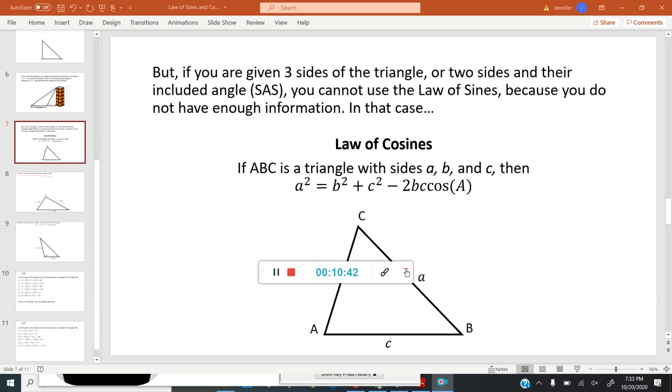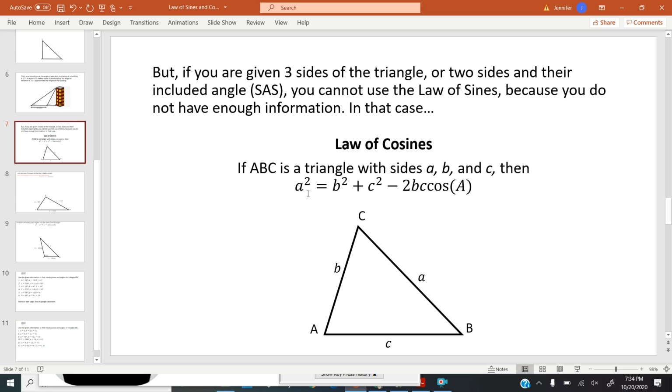But then sometimes you aren't given enough information to be able to use the law of sines. In these cases, it's going to be when you're given 3 sides of the triangle, or you're given 2 sides and an angle, but the angle you're given is between the 2 sides, so you don't know what the opposite side is. That's going to be like the side angle side case. In these 2 cases, you can't use the law of sines because there's not enough information. So when that happens, you're going to have to use the law of cosines.